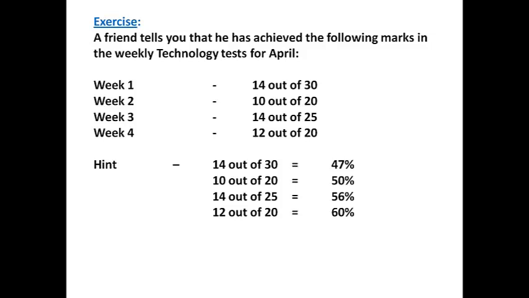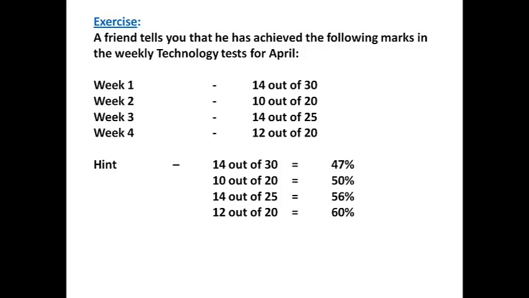How could we use a line graph to give us an indication of his performance? I've given you a hint. Let us use percentages. I've done it for you. 14 out of 30 is equal to 47%. 10 out of 20 is equal to 50%.